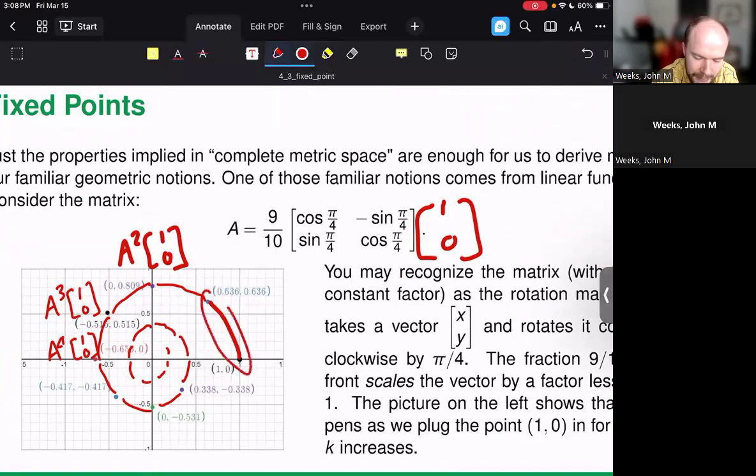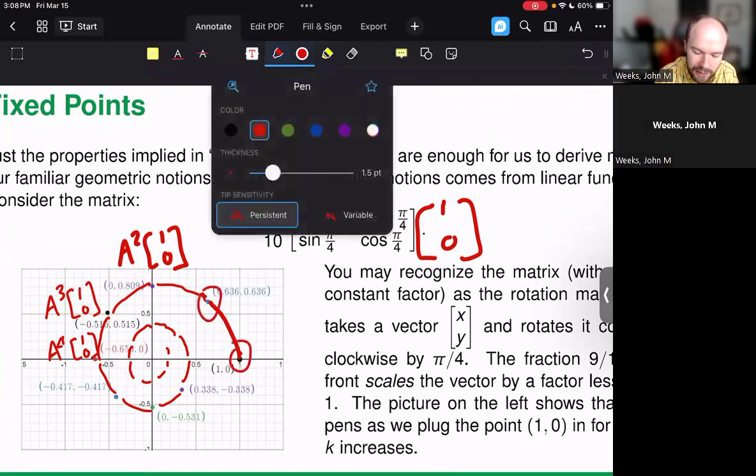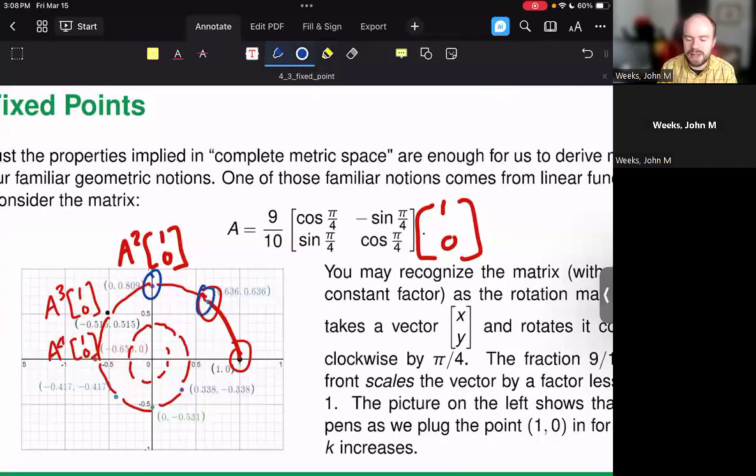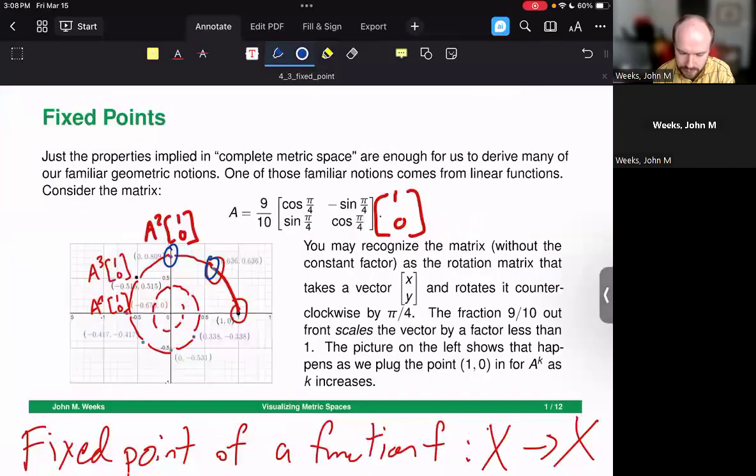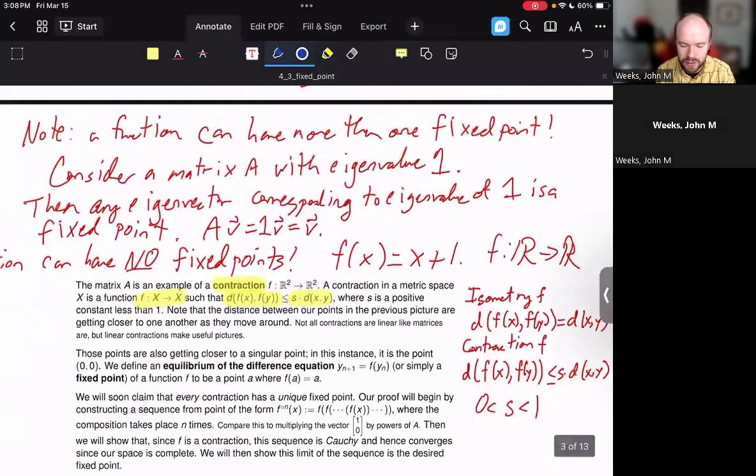So if I think about what's happening when I'm plugging in this point and this point, that's going to get closer and closer than if I had plugged in this point and this point. That distance between the blue points is going to be smaller than the distance between the red points. That's exactly what we mean by a contraction: as you continue to plug in more and more, the y values get closer and closer to each other.